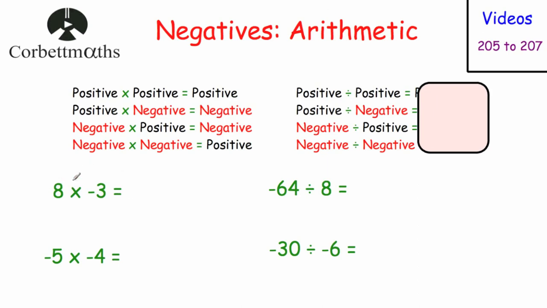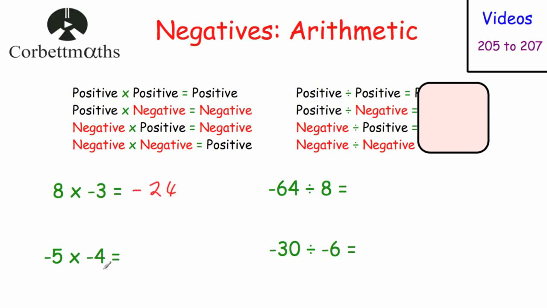So our first question is 8 multiplied by negative 3. Well, 8 times 3 is 24, but we've got a positive times a negative. And when we've got a positive times a negative, we've got one of each, it's going to be a negative answer. So instead of 8 times 3 being 24, the answer will be negative 24.